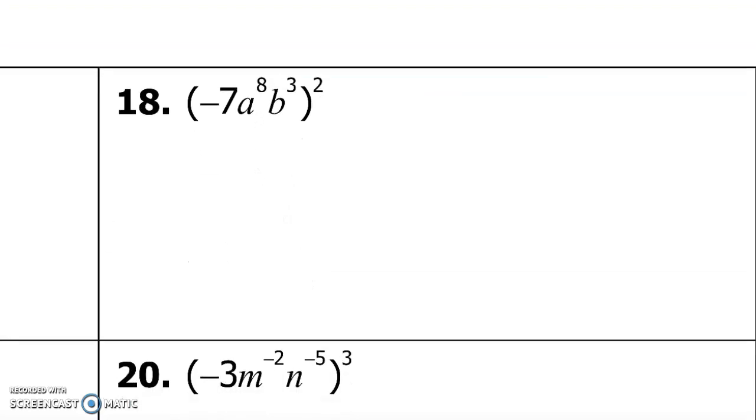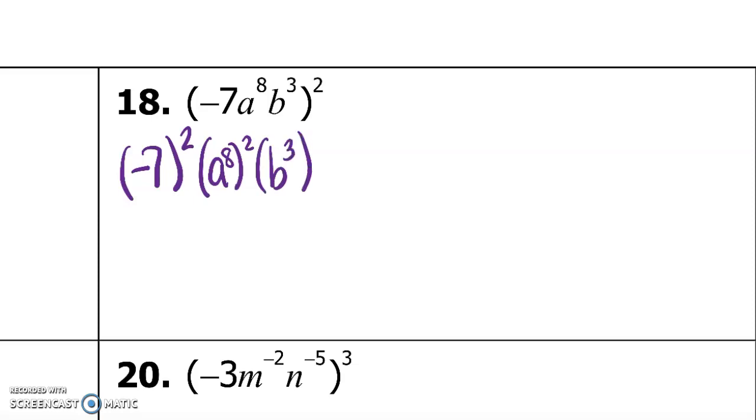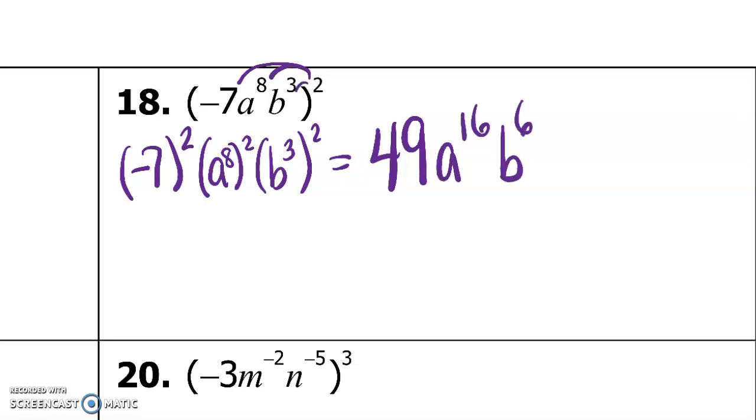Same thing here. We have negative 7 in parentheses squared, a to the 8th squared, b to the 3rd squared. So obviously, again, that's more work. If you can remember to do negative 7 squared and get positive 49, you can do that. So you have to remember to put the negative 7 in parentheses if you're going to type it in. You should know that negative 7 times negative 7 gives us a positive 49. And then 8 times 2 gives us a to the 16th. 3 times 2 gives us b to the 6th.